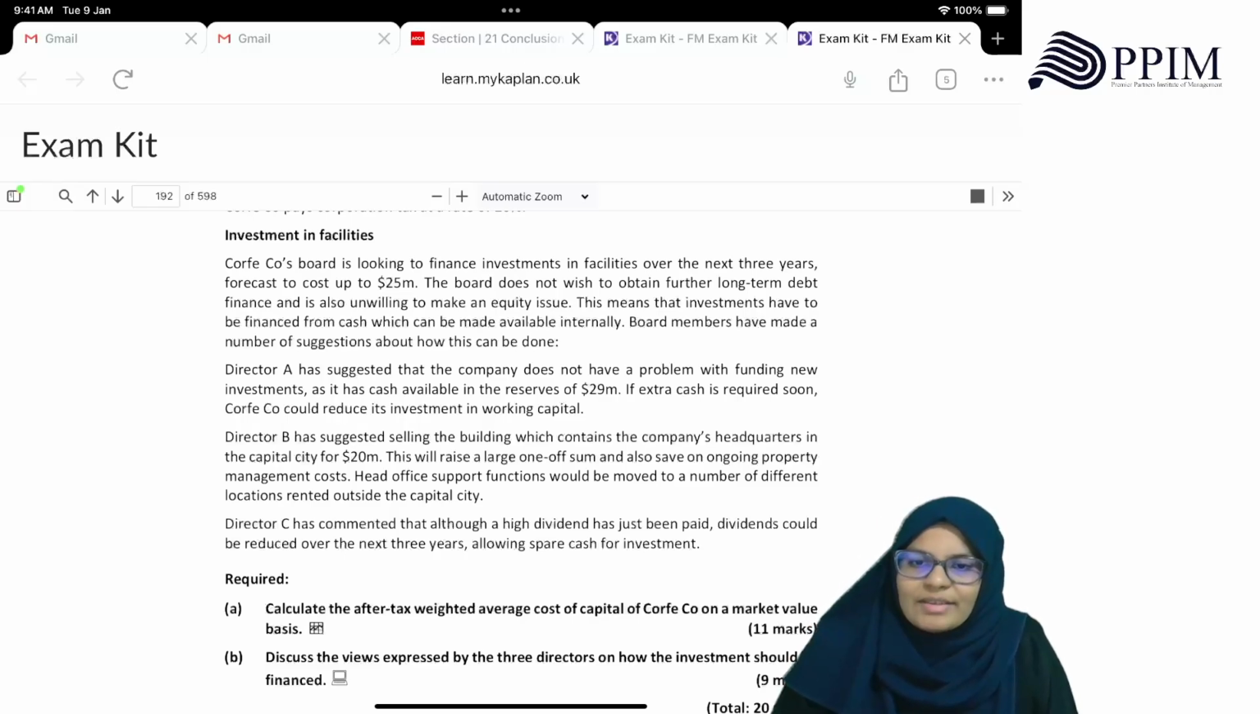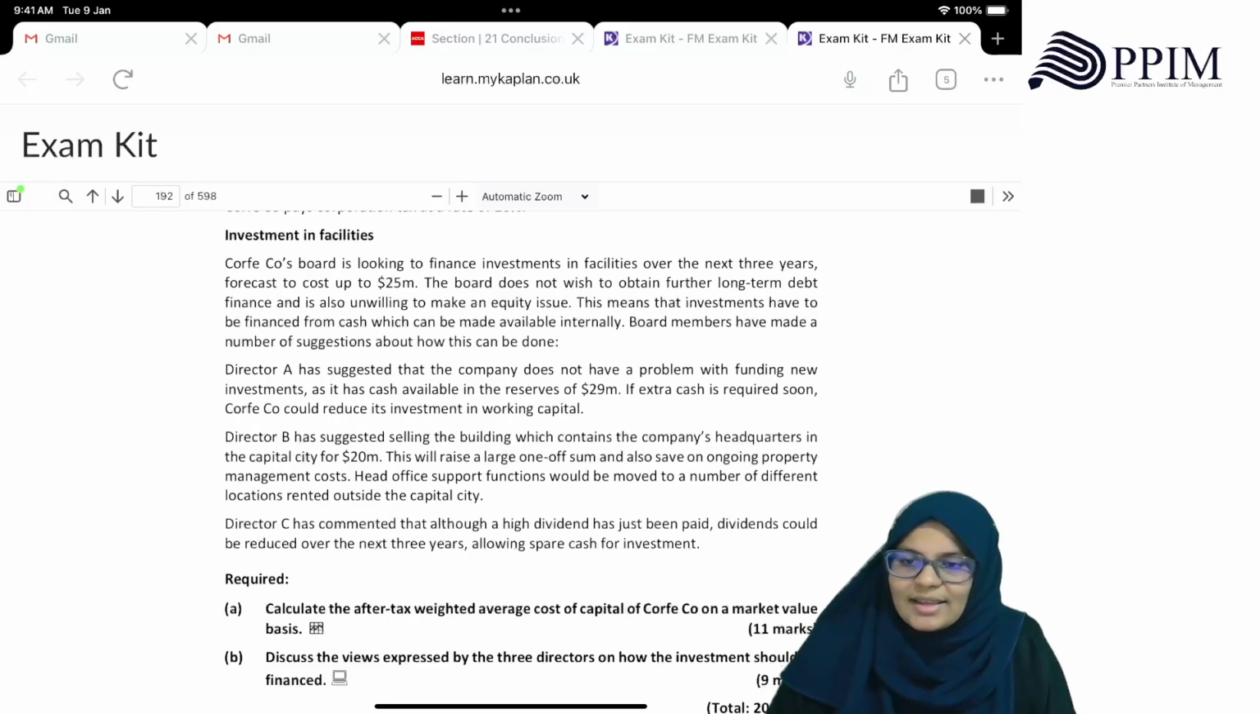Okay, right. So investment in facilities, what are they saying? COF Company's board is looking to finance investment in facilities over the next 3 years, forecast to cost up to 25 million. So they need 25 million as an investment. The board does not wish to obtain further long-term debt finance and is also unwilling to make an equity issue. So they don't want to issue shares, they don't want to take a loan. This means that investments have to be financed from cash which can be made available internally. Board members have made a number of suggestions.